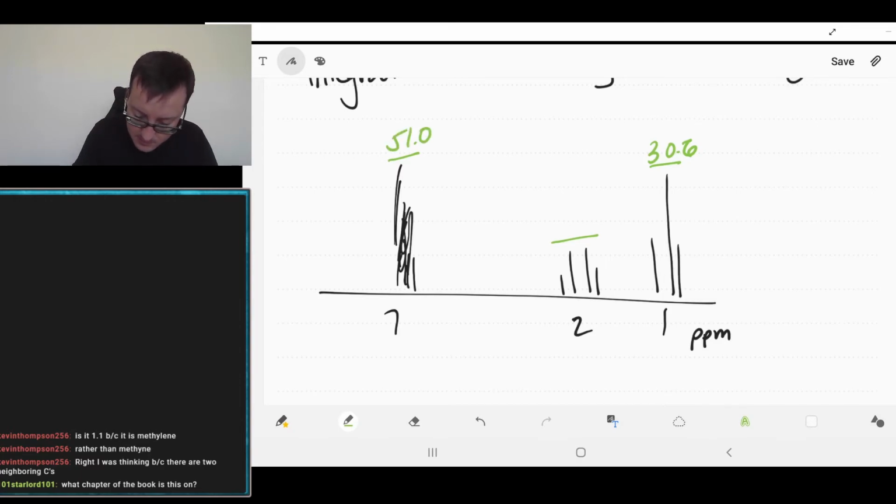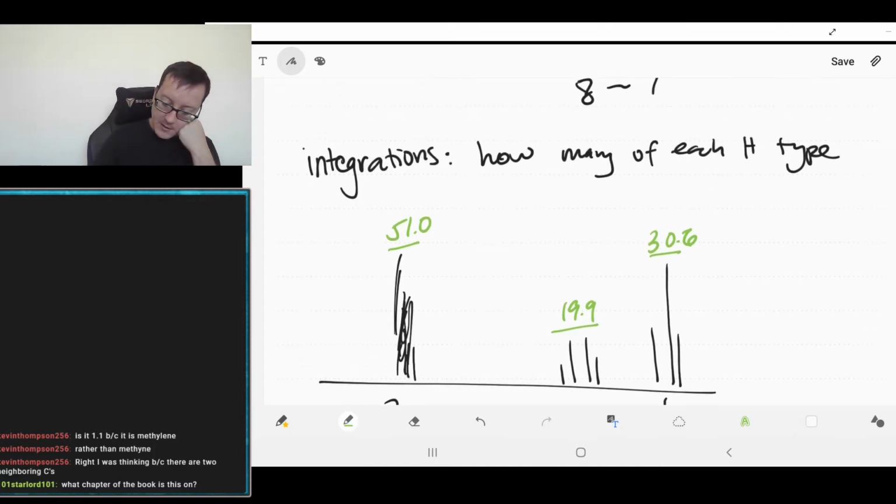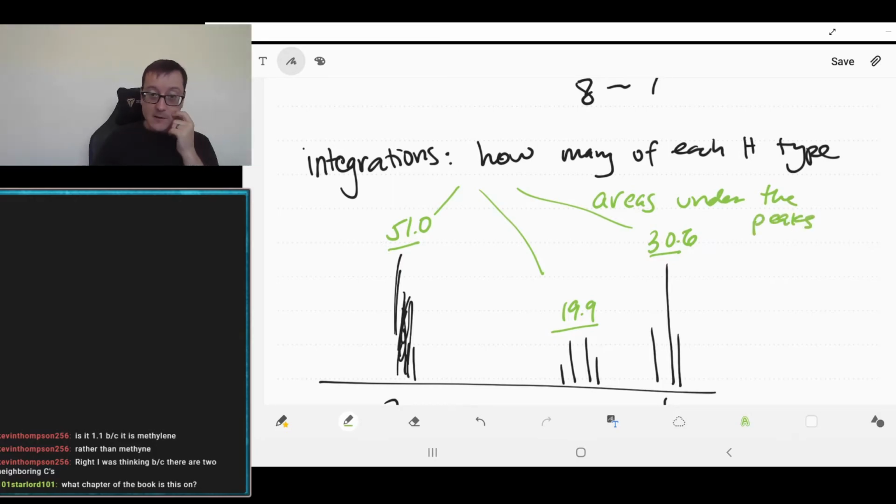And this one is going to be... These numbers are the relative areas under the peaks. These are the integrations. These are the areas under the peaks. And they will tell you how many hydrogens you have.